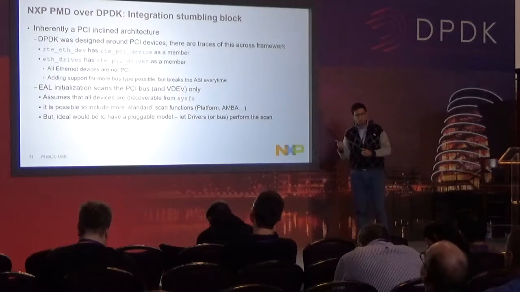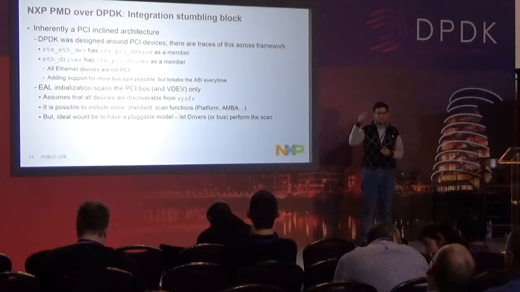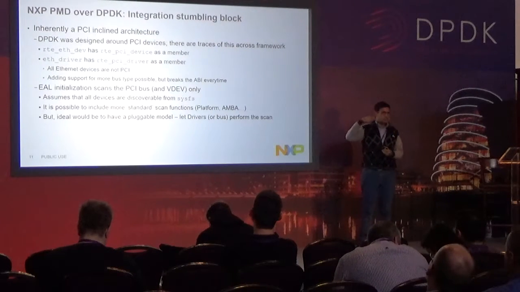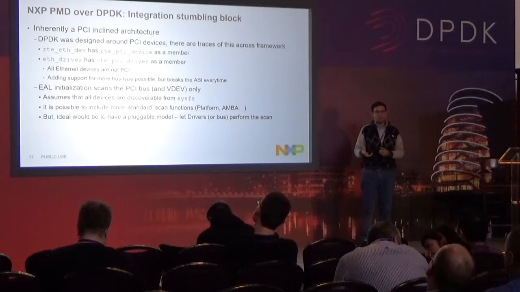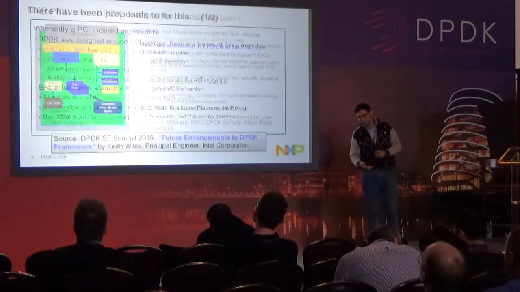I can go on and plug more buses. For example, I can say, let's have RTE_platform_device in ETH device, RTE_platform_driver in ETH driver, but that's not the right way. I am breaking the ABI every time I do that. And the same logic applies for the scan as well.